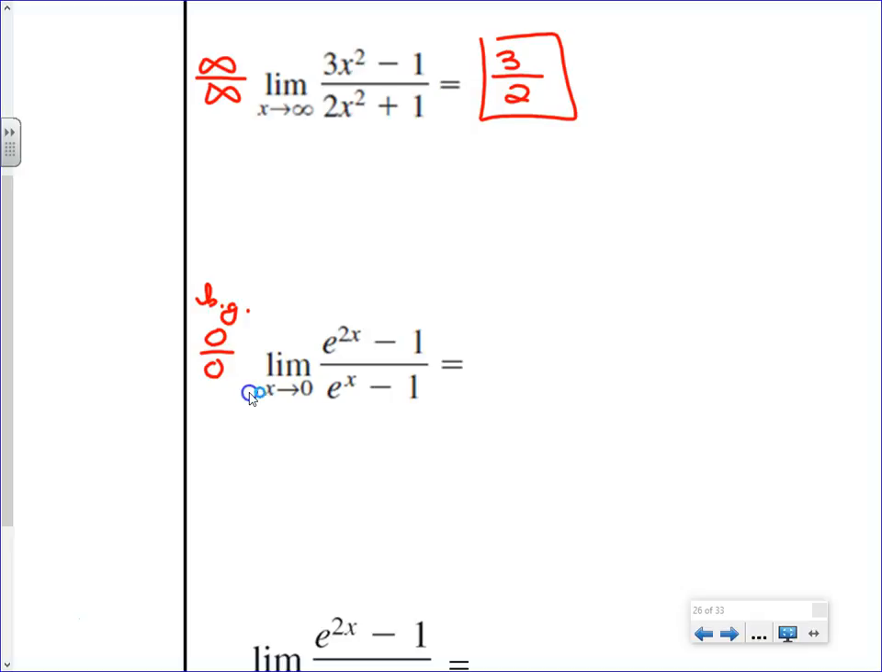Plug in e to the x. Can I pull an alpha? No. Can I do a super illegal thing that lots of Algebra 1 kids and some of you guys still do?